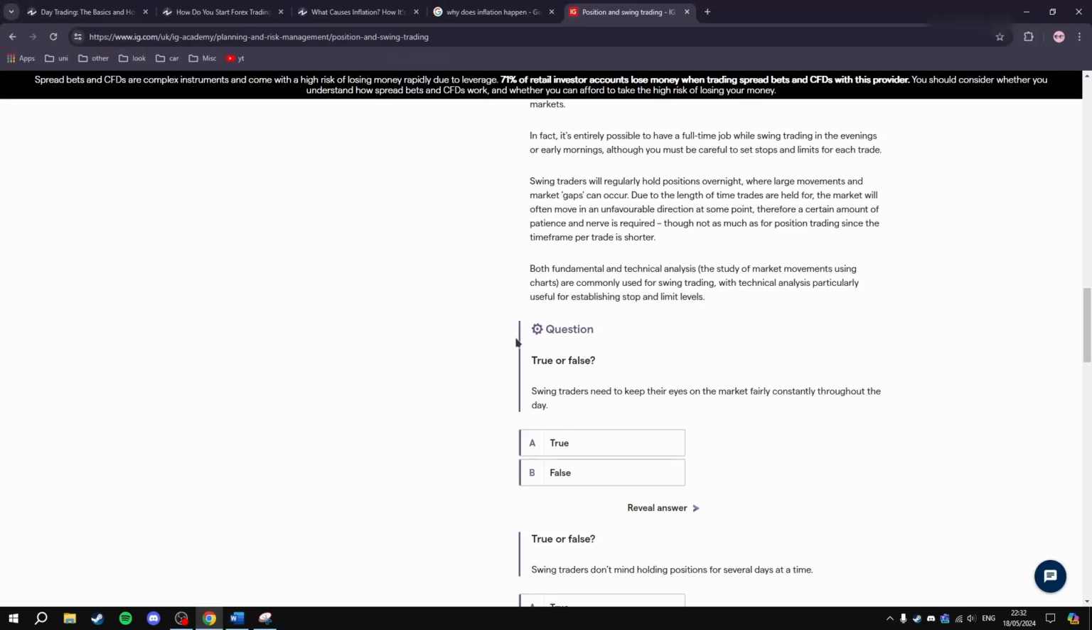In fact, it's entirely possible to have a full-time job while swing trading in the evenings or early mornings, although you must be careful to set stops and limits for each trade.